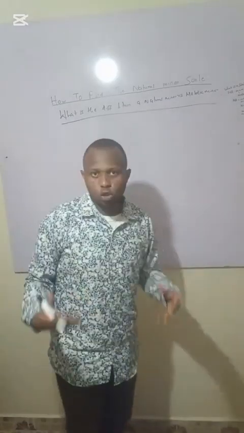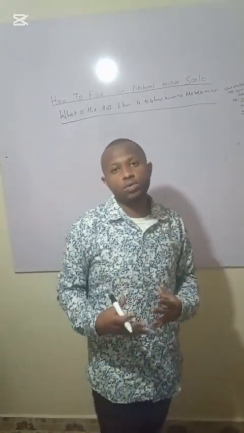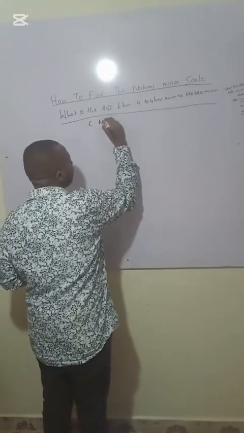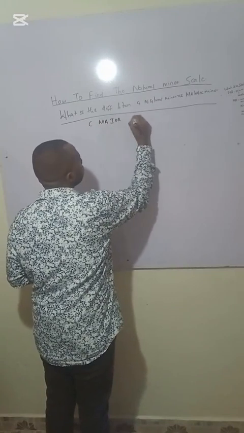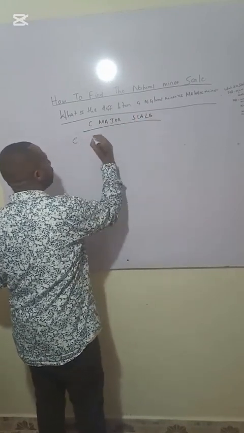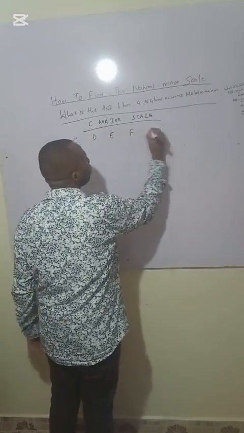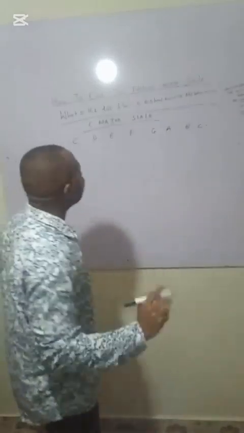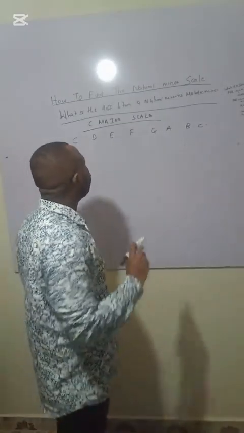So for you to understand the natural minor scale, it's very important for you to reference a major scale. For example, I showed you a C major scale, which is C, D, E, F, G, A, B, C. Very simple. So for you to understand the natural minor scale, you're going to flatten the third.